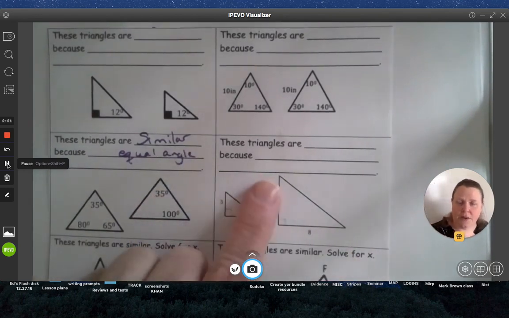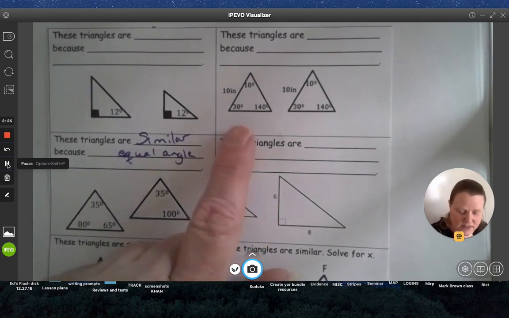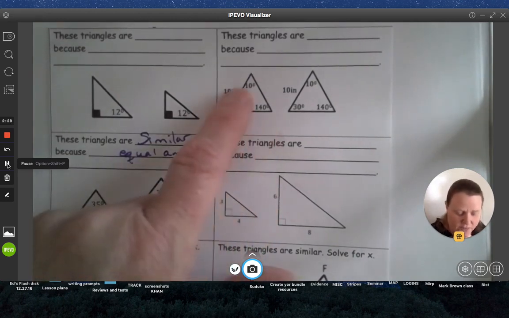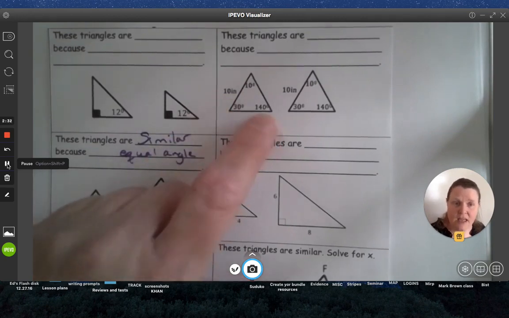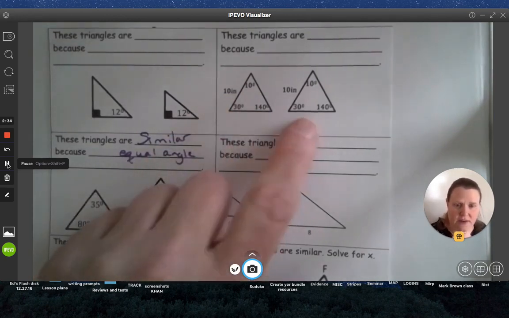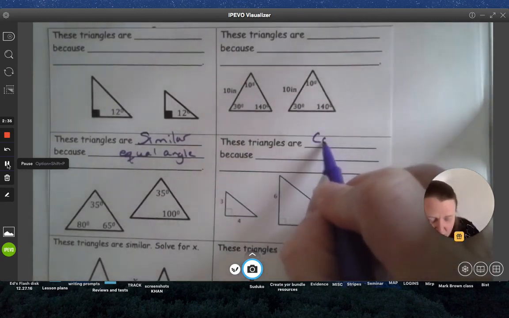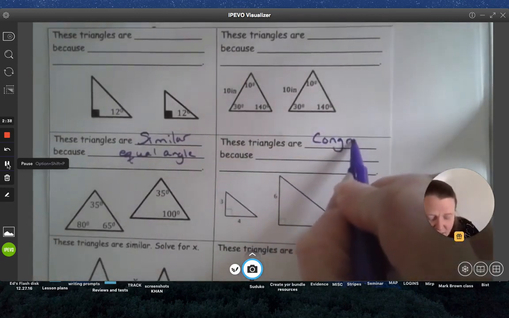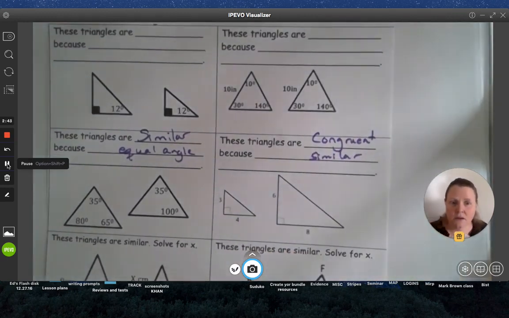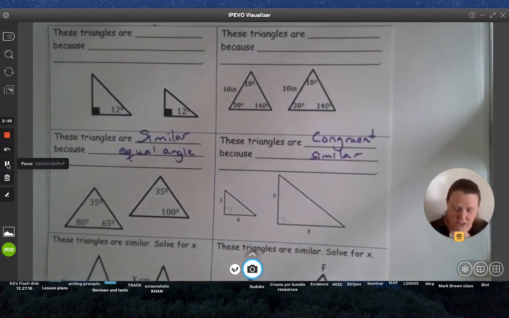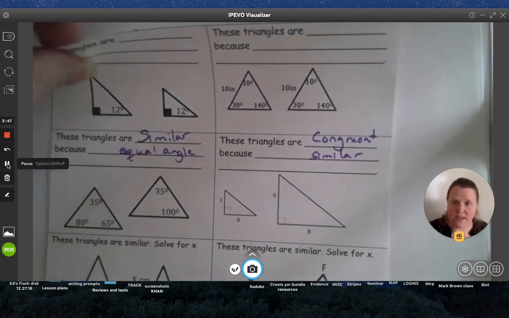What about this triangle? Clearly it just looks like I've done the same thing twice. Do you see how 30 and 10 make 40, and 40 plus 140 is 180? So we know that it is a triangle, and we know that they're exactly the same. So we would say that these are congruent. The nice thing is that if they are congruent, then they are also similar. So they are both.